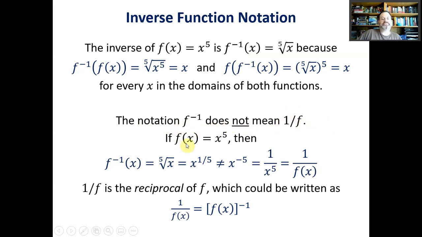So if you had f of x equals x to the fifth, then the inverse is x to the 1/5. But that's not the same as x to the minus 5, which is 1 over f of x. So 1 over f is the reciprocal, which could be written as the entire quantity to the minus 1, but if the minus 1 is next to the f, it means inverse.